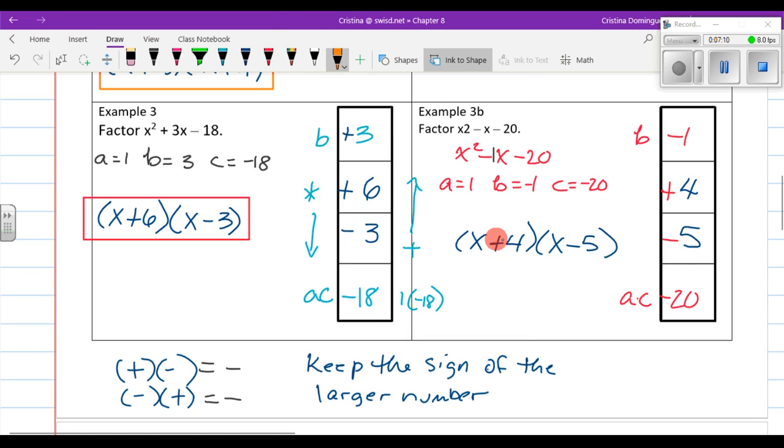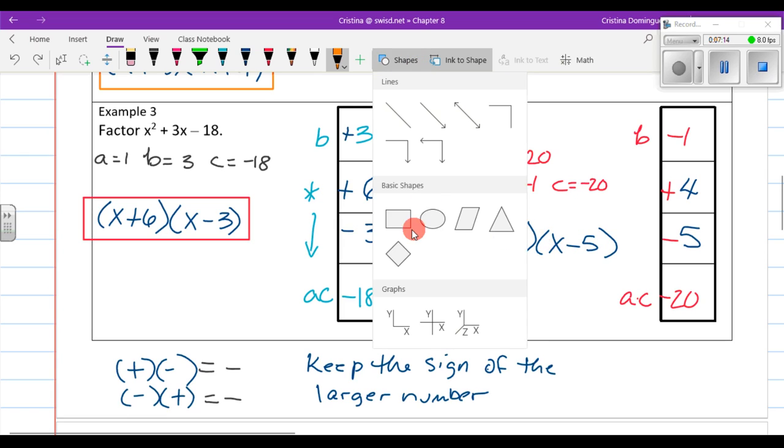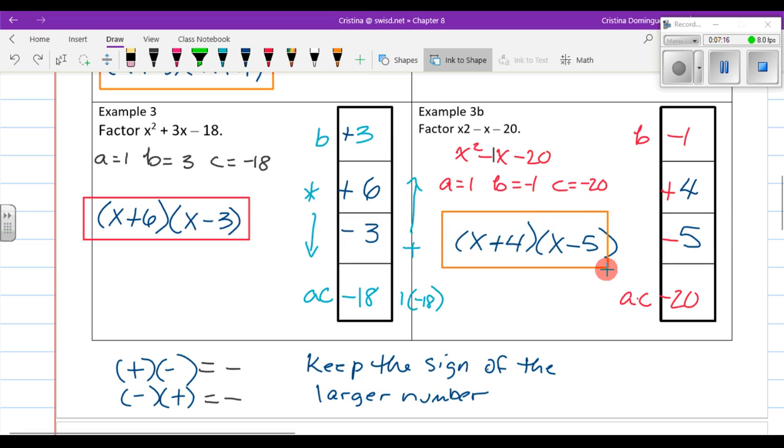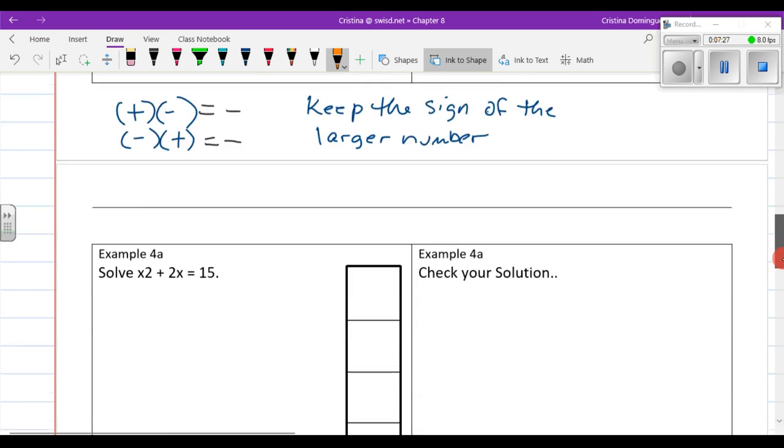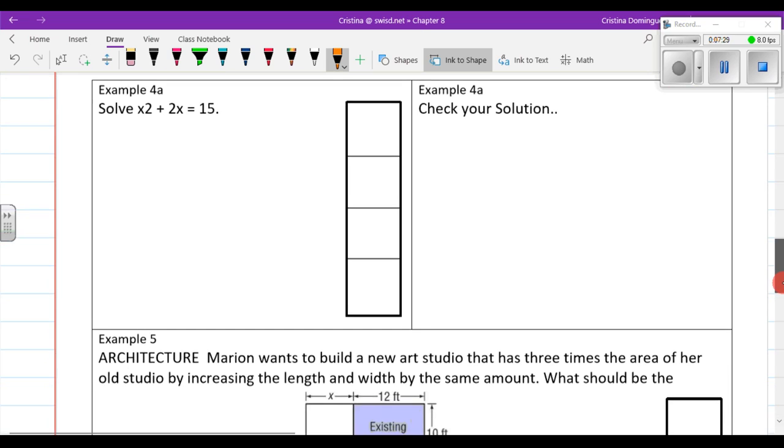And circle our answer. Okay, not so good. Let me try again. A little better. And there we are. Yay? Feeling confident? You can do this? Yes? Good. All right, let's go ahead and let's look at our next example, example 4a.